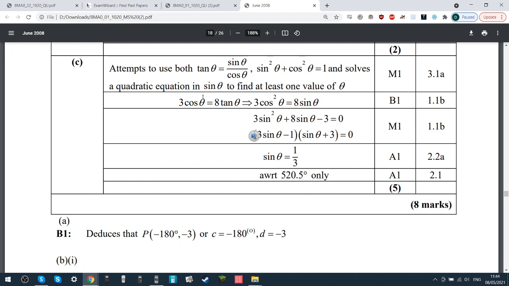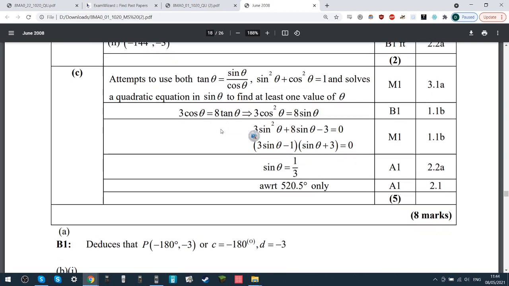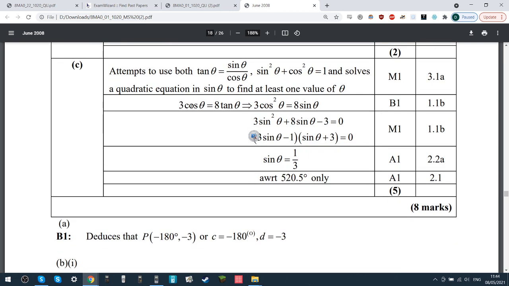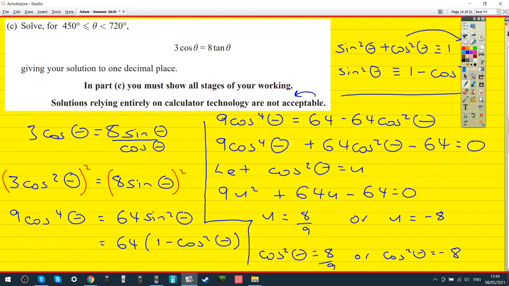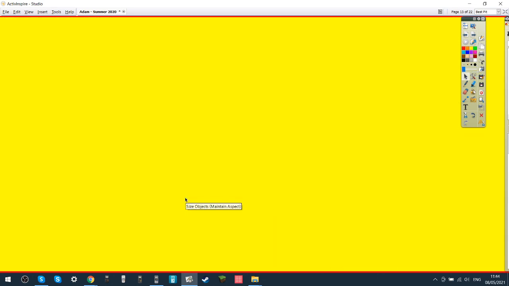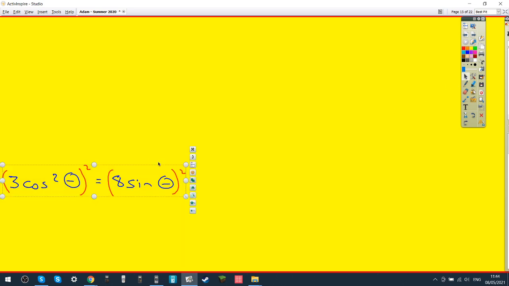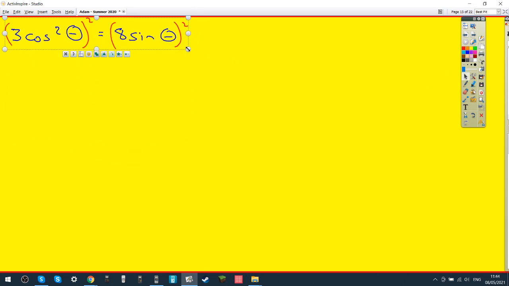Let's see this one. 3 cos theta equals 8 tan theta. Yeah, 3 cos squared. Oh, that's much simpler. You know how we changed sine squared into 1 minus cos squared? Yeah. At this point here, see the red part? They changed cos squared into 1 minus sine squared. Oh, okay. Oh, that's much simpler. Okay, let's forget the red squared, so change that into 1 minus sine squared. What do you get?